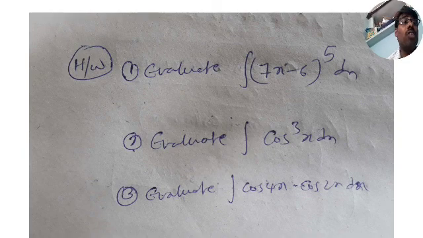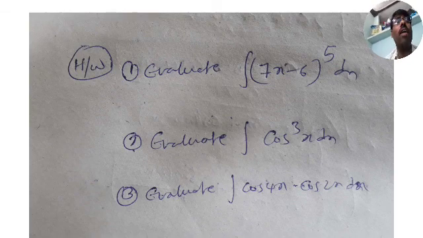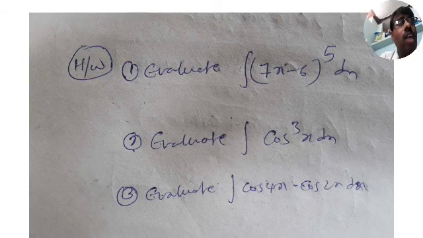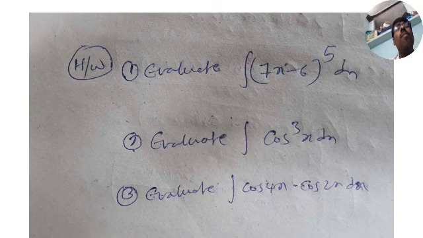Second one, evaluate cos cube x. You have a formula for cos square x or sin square x, you can write cos square as 1 plus cos 2a by 2, but for cos cube, use the formula of cos 3a, 4 cos cube a minus 3 cos a. From that write cos cube a, then substitute to get the answer. And third one, evaluate cos 4x into cos 2x, cos a cos b. Multiply and divide with 2, you get 2 cos a cos b. 2 cos a cos b is cos a plus b plus cos a minus b. Then you can integrate. So these are my homework problems.